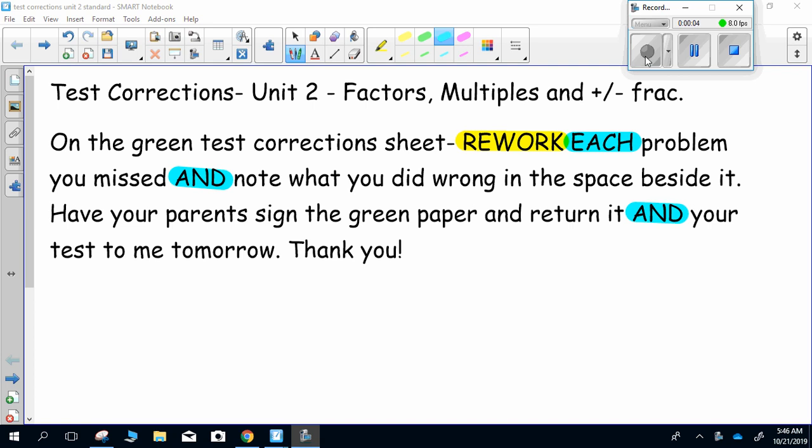Test Fractions, Unit 2, Factors, Multiples, and Adding and Subtracting Fractions. On the green Test Correction sheet, please rework each problem you missed and note what you did wrong in the space beside it. Have your parents sign the green paper and return it and your test to me tomorrow. Thank you.